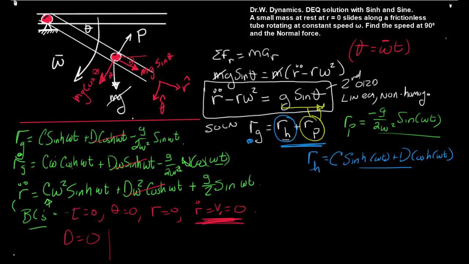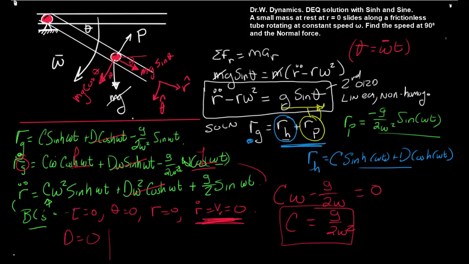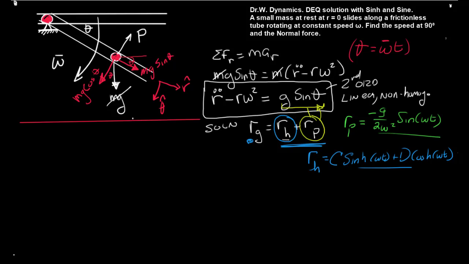If we plug in our second boundary condition, this is 0, cosh of 0 is 1, sinh of 0 is gone, cosine of 0 is also 1. So from there, we find that c omega minus g on 2 omega is equal to 0. So c is equal to g on 2 omega squared, where now it's positive. So that will give us our final solution, that r is equal to g on 2 omega squared, if we factor that out, times sinh of theta minus sine of theta.